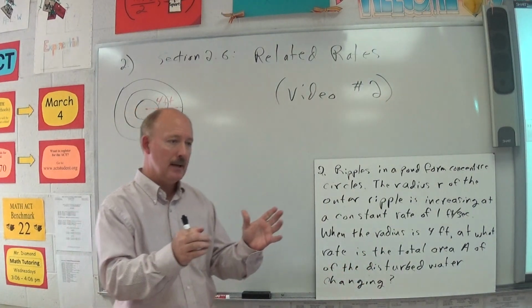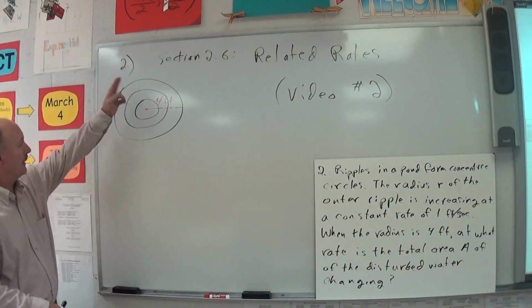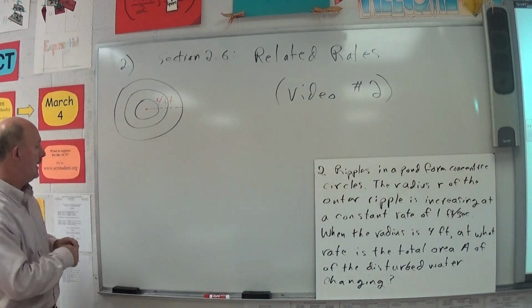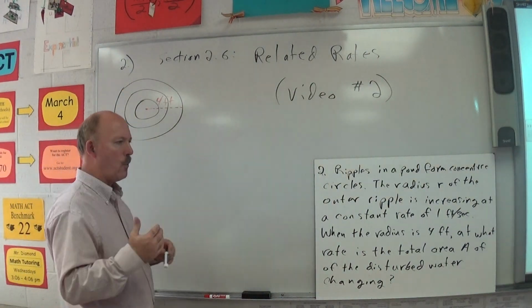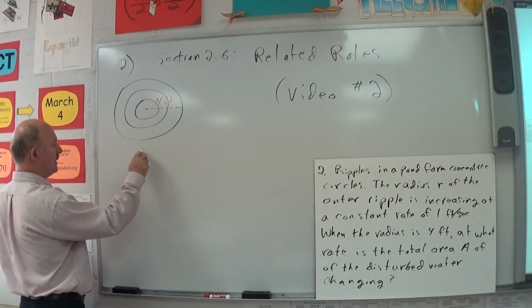All right, now remember our steps. We start off with a drawing. So I've got my drawing here. You can see my concentric circles. It's just simply a circle. The next thing we need to do is find out what information they give us in this problem. So what are we given? Let's list our given information.